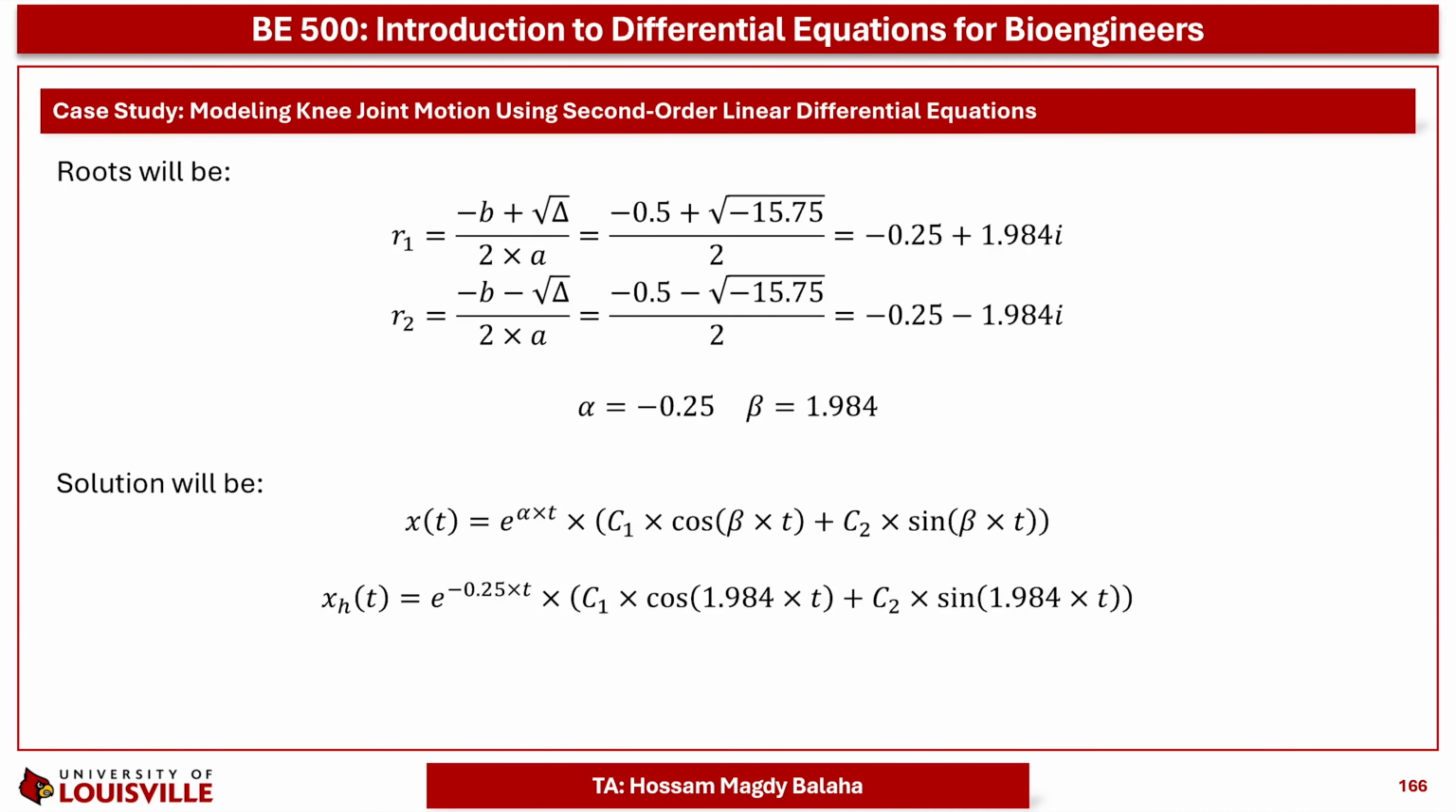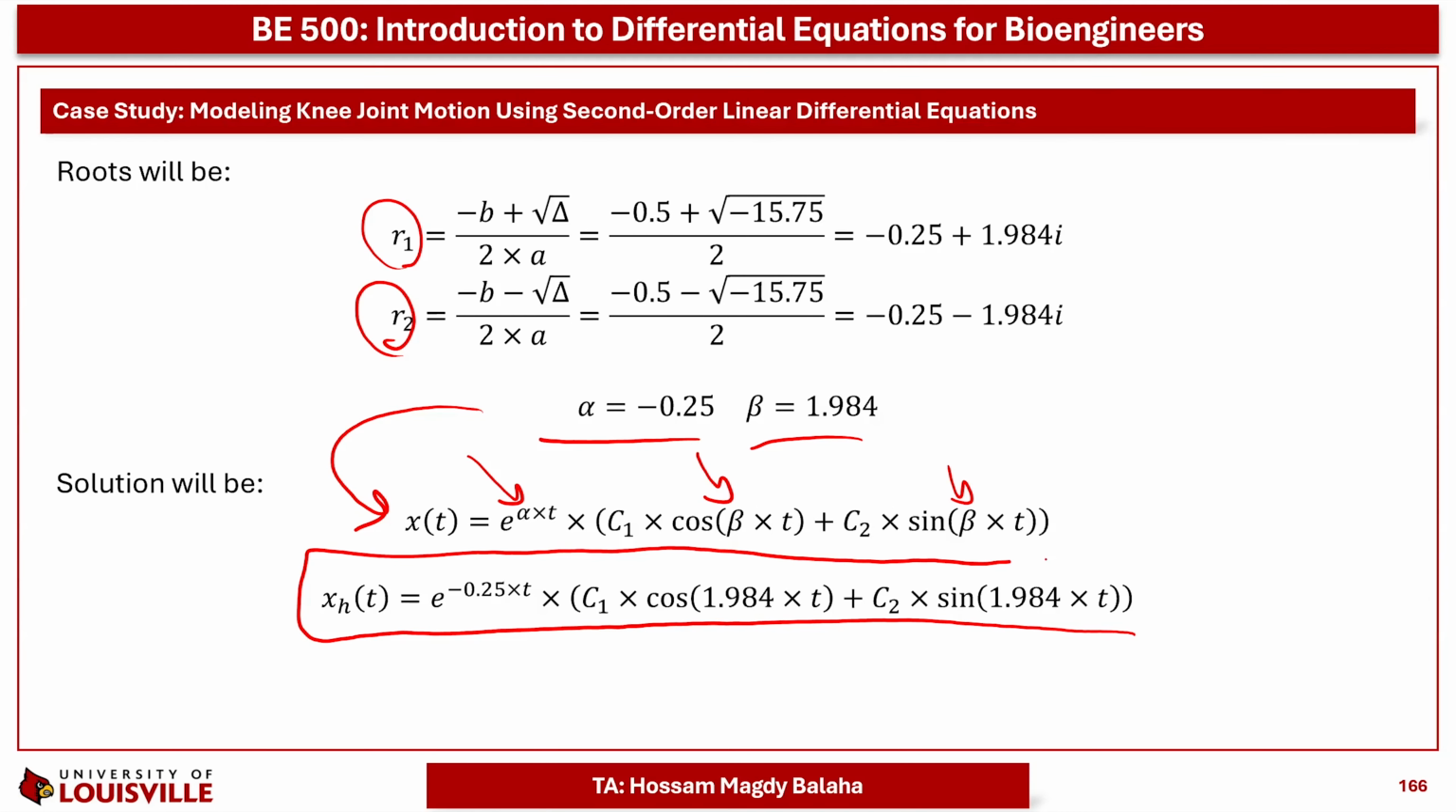Find the different roots using the quadratic equation for r1 and r2. Then you retrieve that alpha is negative 0.25 and beta is 1.984. Substitute in your homogeneous solution, which is the guessed form, alpha here, beta here, and here. You will retrieve that the homogeneous solution should look like that.